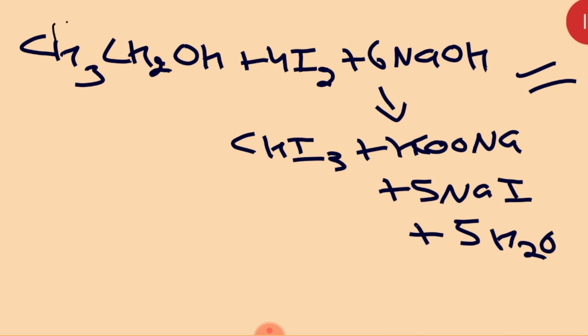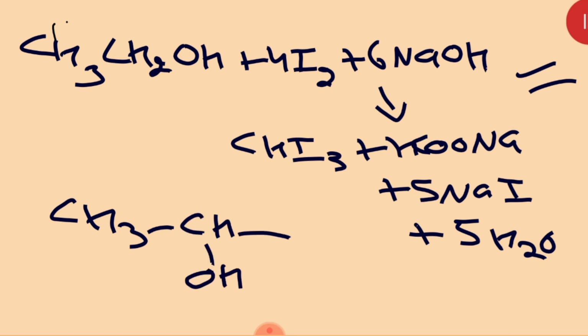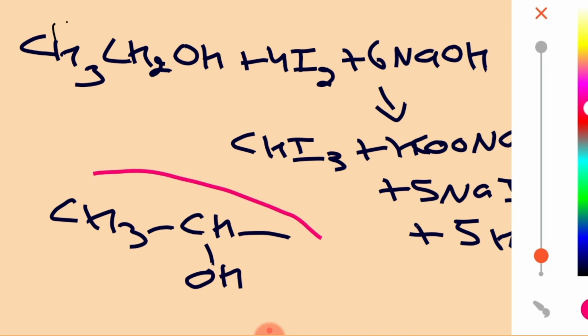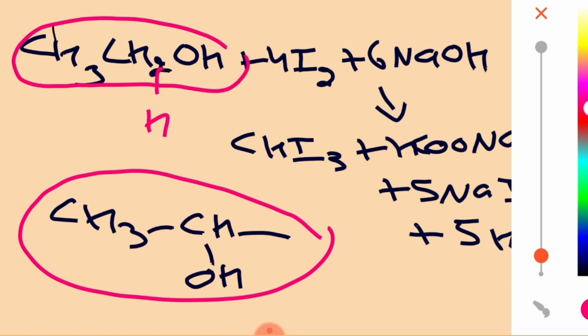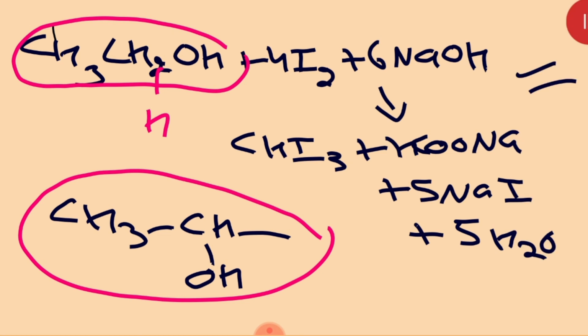What I told you is that a CH3CHOH type of molecule will give the iodoform test. Now you see, in this only, this H can come down, so what has it become? CH3CHOH is there or not there? Okay, that is why it is giving the iodoform test.